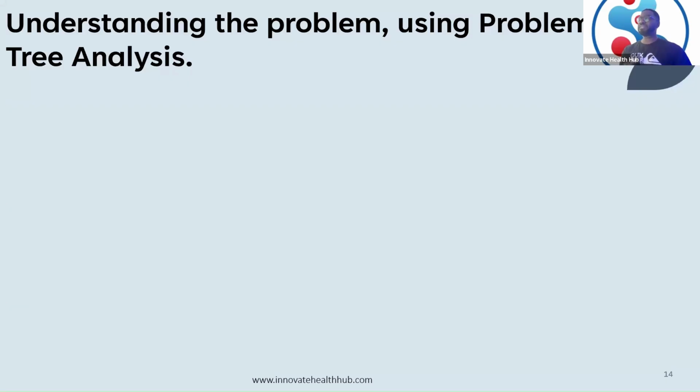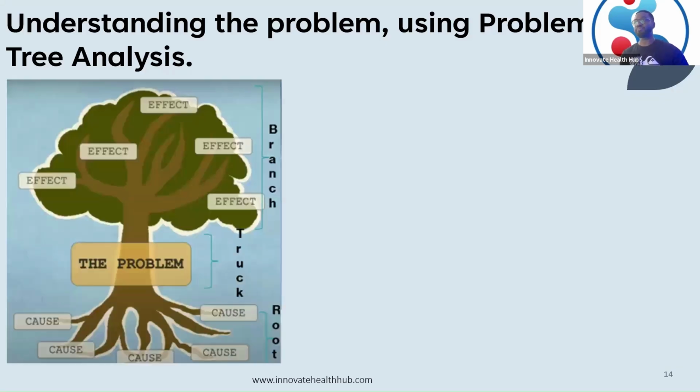Now, this is a tool that sees a problem as a tree, basically, and each part of the tree represents a different part of the problem or different information you can get about the problem. Remember, understanding the problem still falls under your discovery phase in design thinking, or your empathizing phase, right? Now, let's look at this.